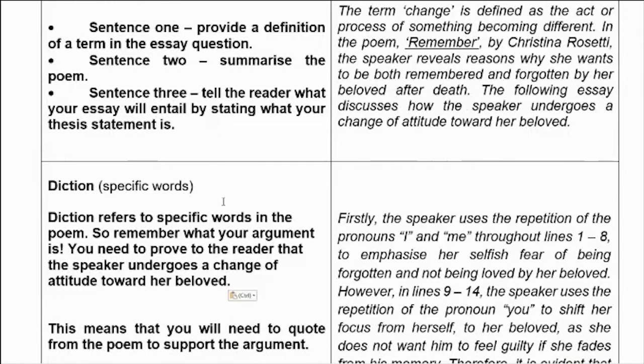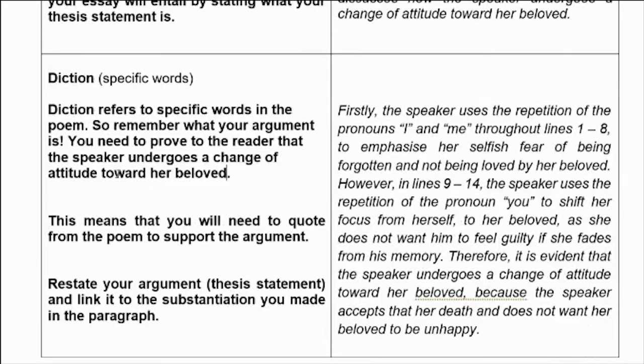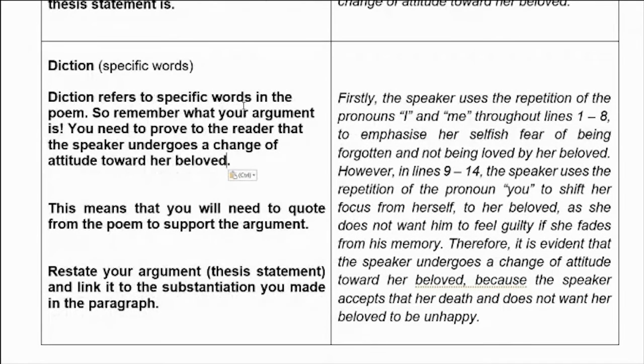So, body paragraph 1, we're referring to diction, specific words. Diction refers to specific words in the poem. Remember what your argument is. You need to prove to the reader that the speaker undergoes a change of attitude to a beloved. This means that you will need to quote from the poem to support your argument, which words tell us that the speaker changes her attitude. So you would quote certain words for one attitude and certain words for a change in the attitude. Then, as always, you end off the paragraph by restating your argument and adding a substantiation.